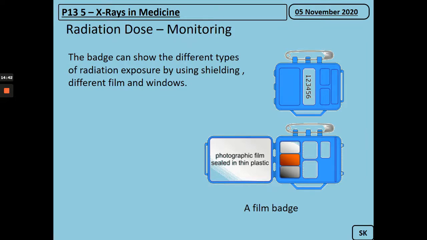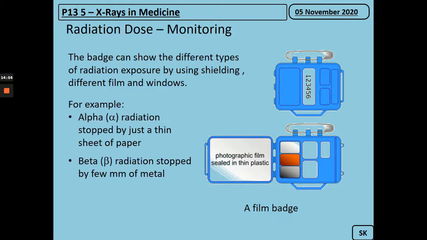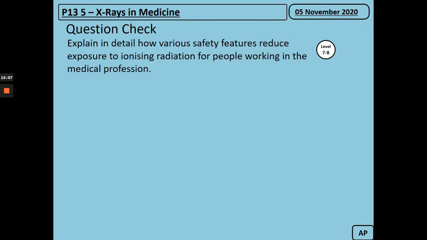So monitoring how much radiation. The badge can show the different types of radiation exposure by shielding, so different film and different windows. For example, alpha radiation is stopped by a thin sheet of paper, beta is stopped by a few millimetres of metal, and then obviously gamma is stopped by a thicker piece of lead. Okay, so I'd like to pause the video now and have a go at this question.